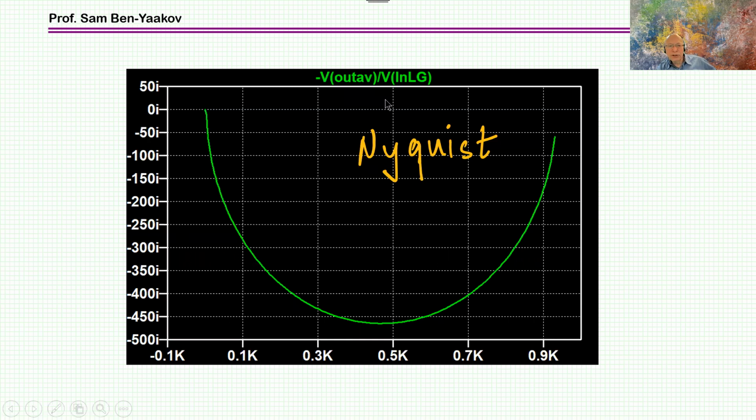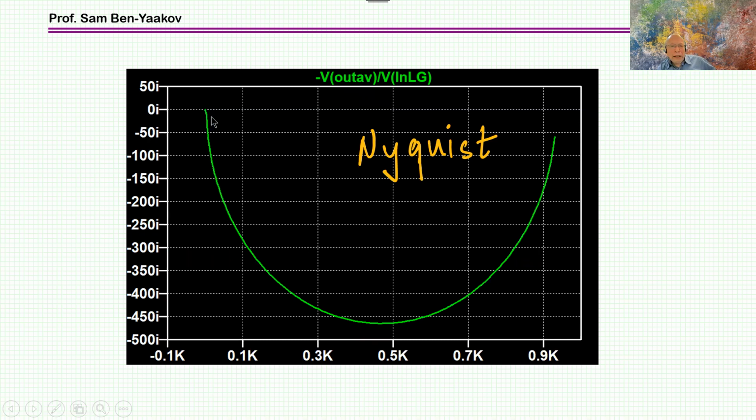So now, as I mentioned earlier, in LTspice, by right-clicking here, you can change the scale. Right-clicking here, you can change the scale to Nyquist. And this is the imaginary part axis. This is the real part axis. And this is frequency, starting from very low frequency to infinity. And there are, of course, the negative frequencies, which we don't see in the simulation.